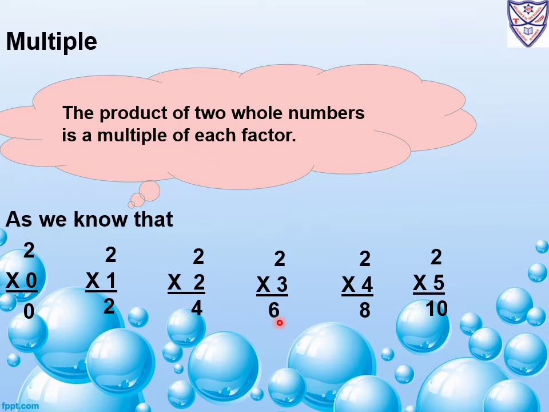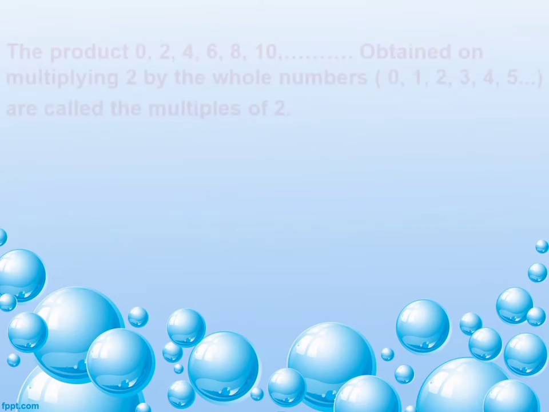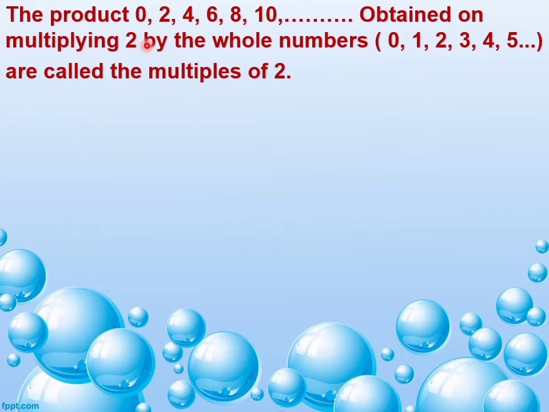Now here the product is 6 and the factors are 2 and 3. In the 2 table, 2 threes are 6, and in the 3 table, 3 twos are 6. So 6 is a multiple of each factor. Okay children? Now the products 0, 2, 4, 6, 8, 10 are obtained on multiplying 2 by the whole numbers.